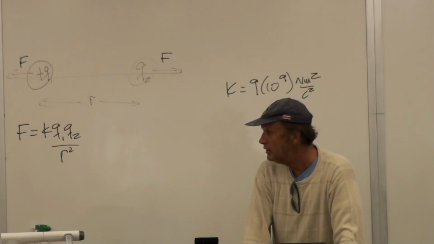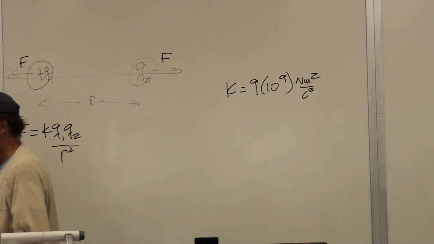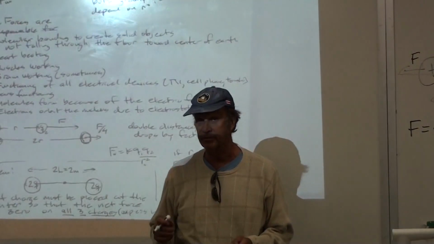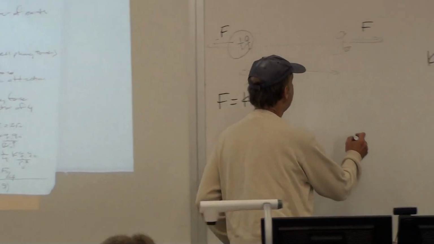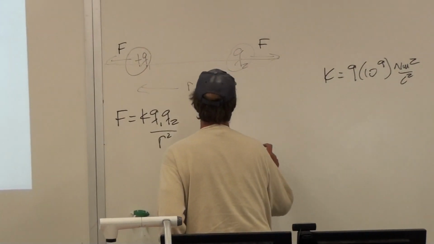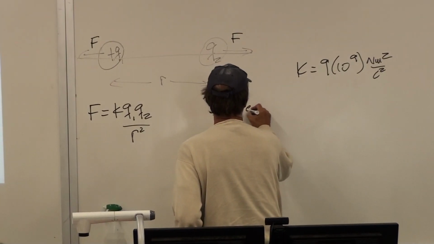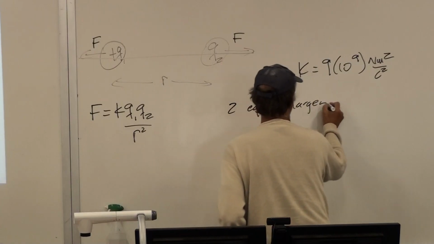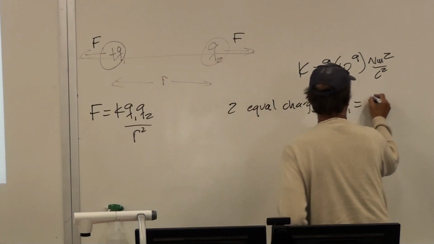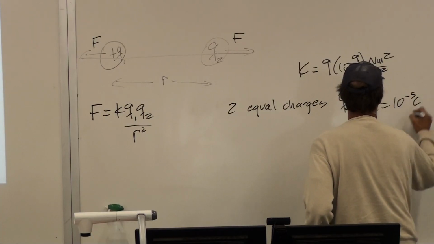Let's do it on a line still, so we don't have to worry about getting involved with components of vectors. Let's just see if we can do something like this. Let's say that we've got two charges, Q1 and Q2. Let's say they're equal. Let's say it's 10 to the minus 5 coulombs.